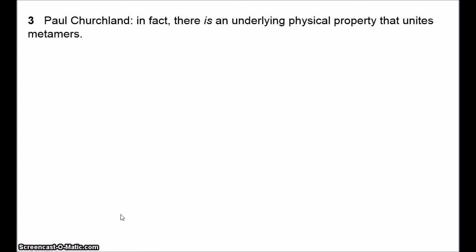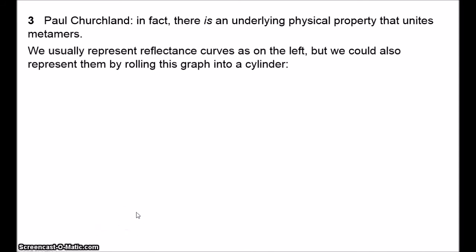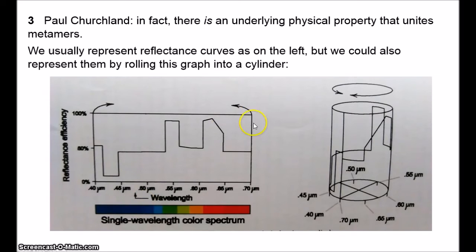An interesting suggestion from Paul Churchland is that, in fact, there is an underlying physical property that unites the metamers into sets that correspond to the colours we see. This is discussed in Churchland's article on the reality and diversity of objective colours. Churchland points out that when we represent spectral reflectance profiles, we portray them as a straightforward two-dimensional graph with the colour spectrum moving from sort of violet to red. So like this, in other words, that's the normal way of representing spectral reflectance profiles.